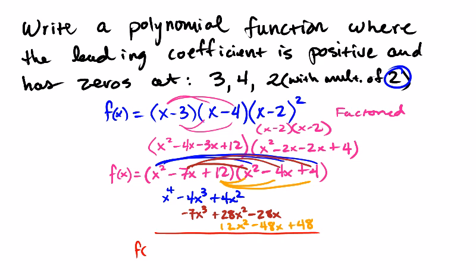So f of x would equal x to the 4th minus 11x cubed plus 44x squared, minus 76x plus 48. And that would be how you would write a polynomial function when you're dealing with some multiplicity.